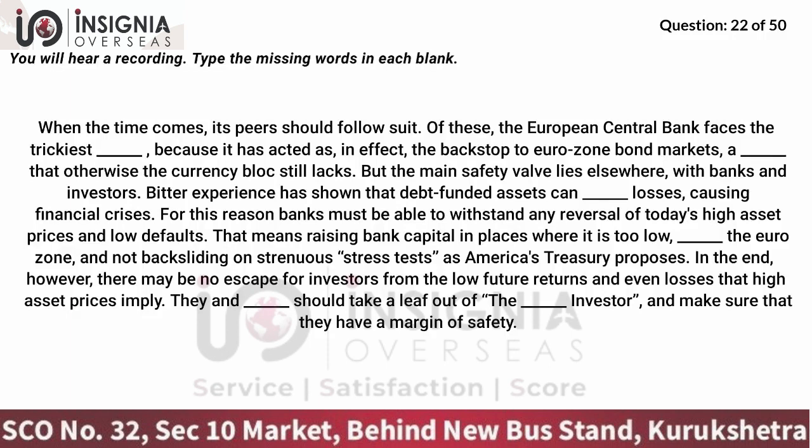Bitter experience has shown that debt-funded assets can magnify losses, causing financial crises. For this reason, banks must be able to withstand any reversal of today's high asset prices and low defaults. That means raising bank capital in places where it is too low, especially the Eurozone, and not backsliding on strenuous stress tests, as America's Treasury proposes.